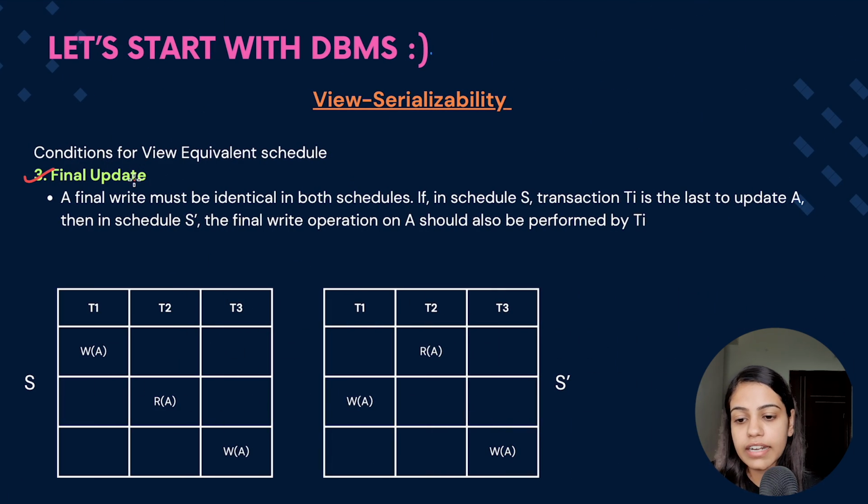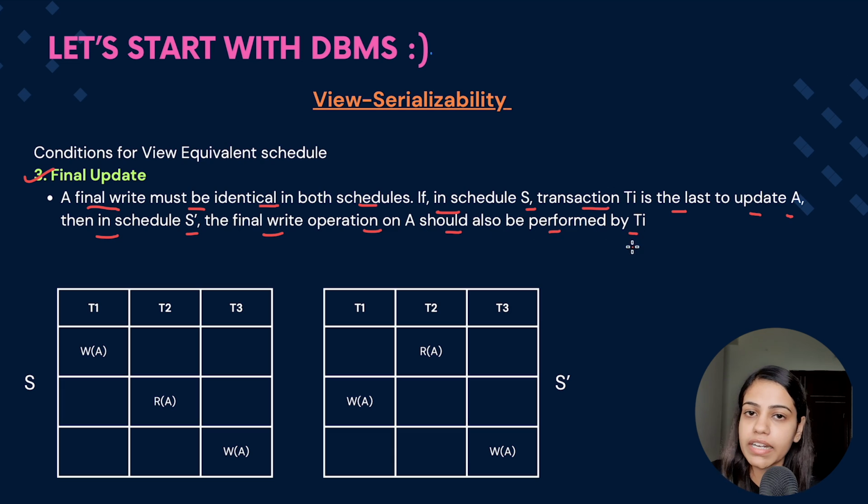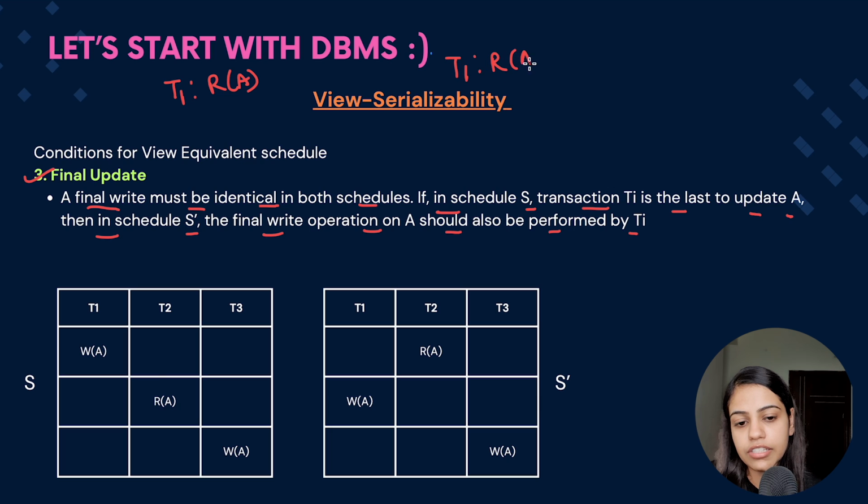Now coming to the third, that is final update. A final write must be identical in both the schedules. If in schedule S, transaction Ti is the last to update A, then in schedule S dash, the final write operation on A should be performed by Ti. It's kind of similar to the initial read condition. In initial read, we say that if transaction T1 does the initial read of A, then in S dash also transaction T1 should be doing the initial read of A.